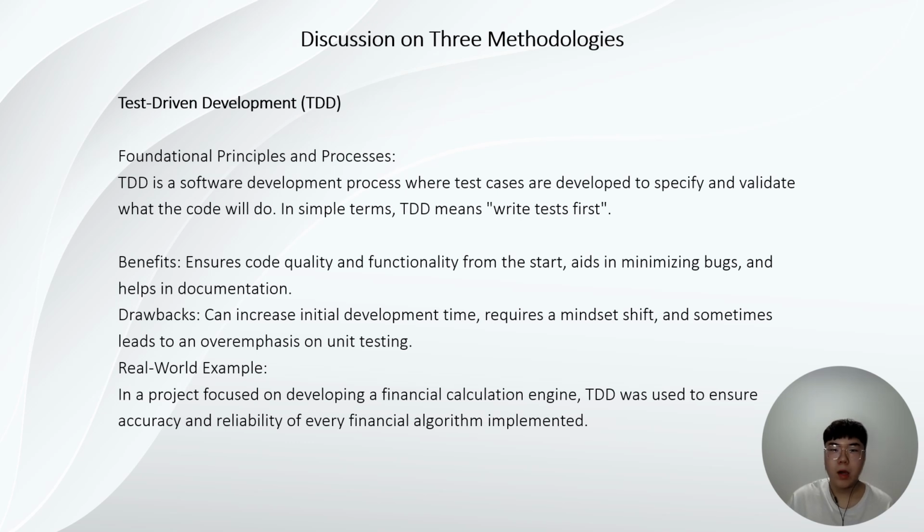In this part, I will introduce these three different agile testing methodologies: test-driven development, foundational principles and processes. TDD is a software development process where test cases are developed to specify and validate what the code will do. In simple terms, TDD means write test first.